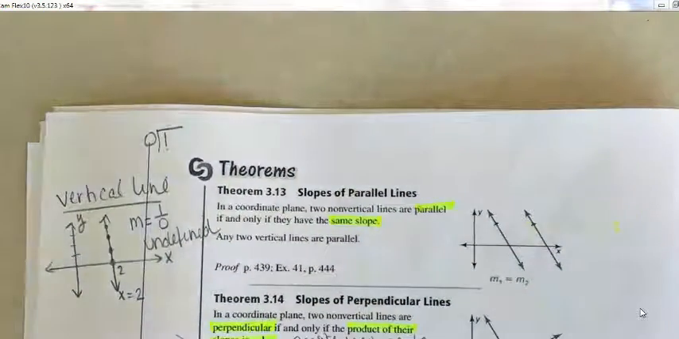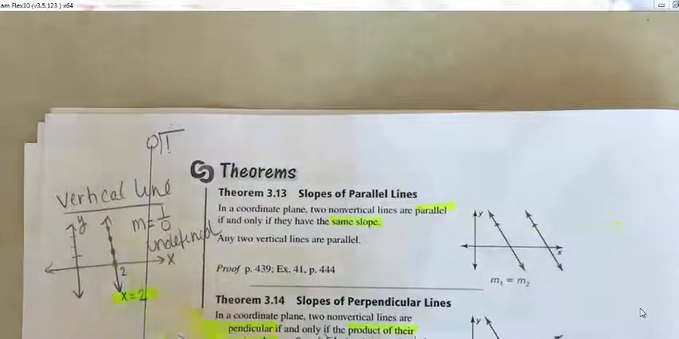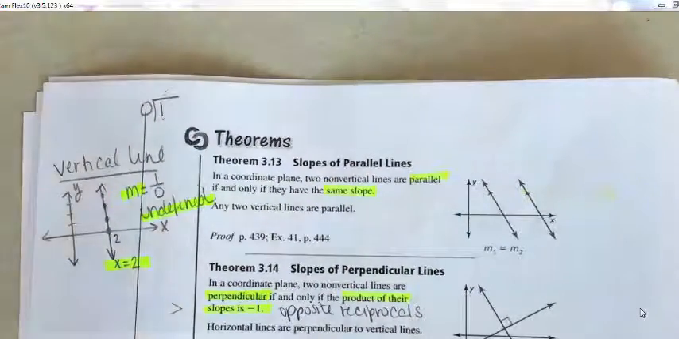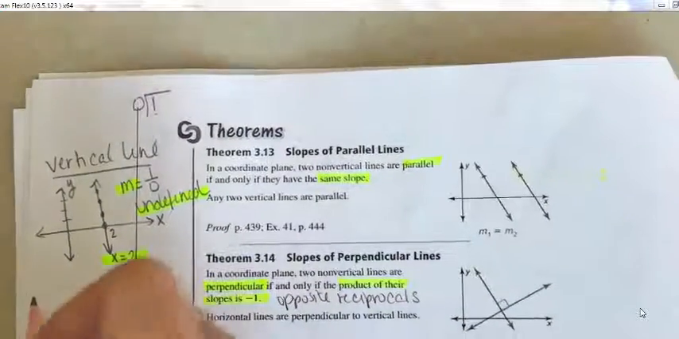Okay, so any vertical line, first of all, the equation of a vertical line is x equals whatever the x-intercept is. The slope of a vertical line is always undefined. These are things you need to remember. The sooner you do it, the easier your life is going to be.